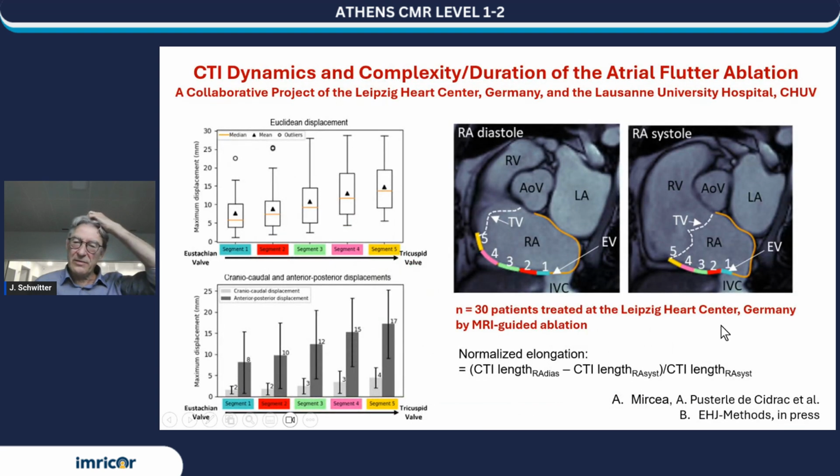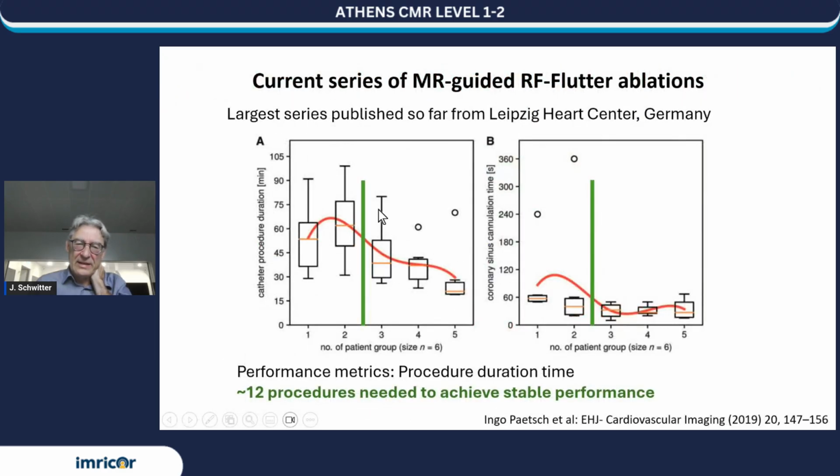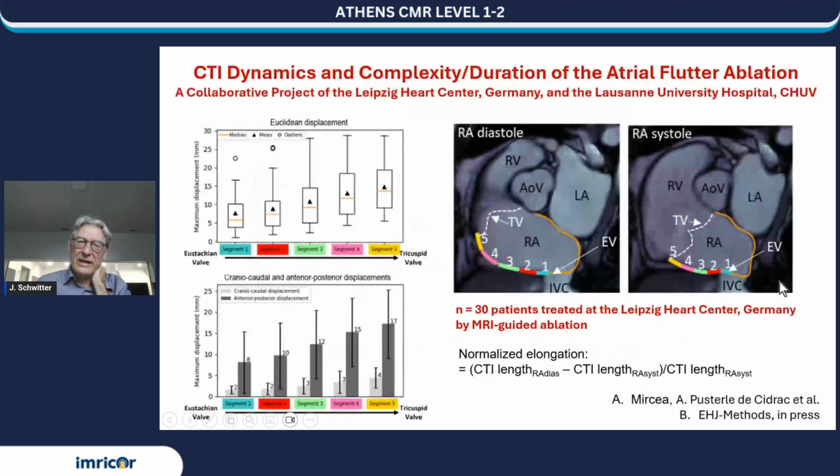We also looked with data from Leipzig in a collaboration with the Leipzig group. We analyzed the motion of the isthmus, because here we still see some differences in performance time. It can be 30 minutes, it can be 45, or here more than 50 minutes. So this difference in complexity or duration of the atrial ablation, what is the reason for that? I think it's not only the length of the isthmus, but other reasons.